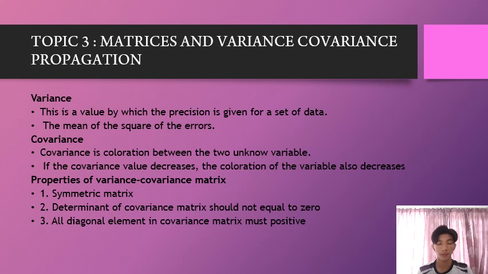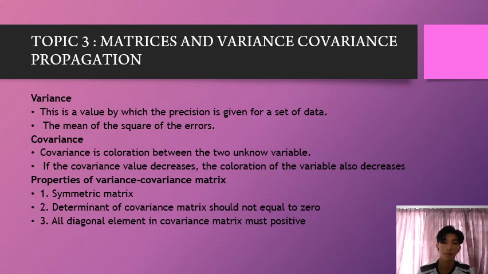So the meaning of variance is a value by which the precision is given for a set of data. Variance is also known as the mean of the square of errors. Next is covariance, which is the correlation between two unknown variables. If the covariance value decreases, the correlation of the variables also decreases.